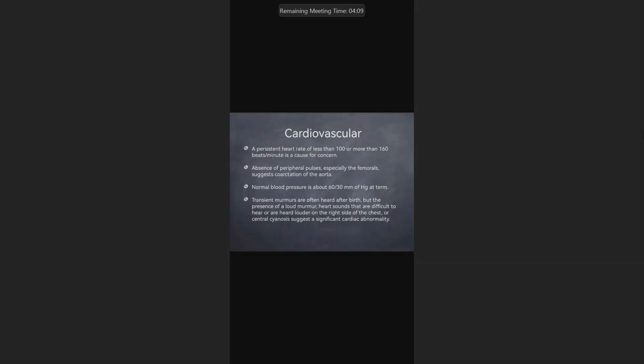So transient murmurs are often heard after birth, but the presence of a loud murmur, heart sounds that are difficult to hear or are heard louder on the right side of the chest, or central cyanosis suggest a significant cardiac abnormality. So there are cardiac manifestations which are normal to a neonate but not normal to an adult or an adolescent. Like for example, there are transient murmurs in the newborn that resolve within 24 to 48 hours or resolve spontaneously within the first week of life.